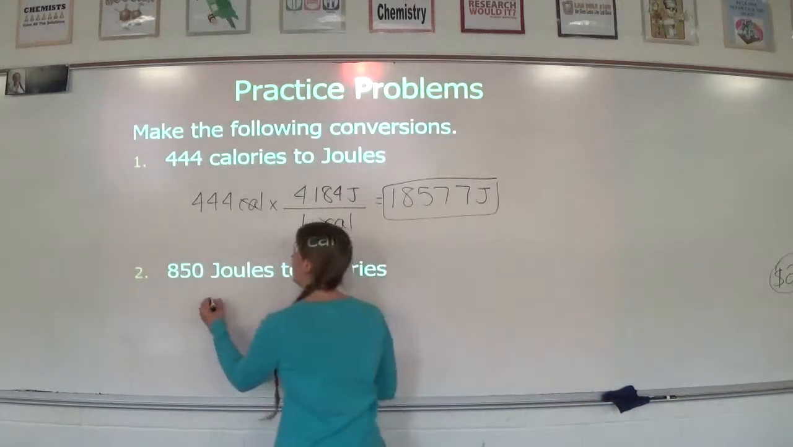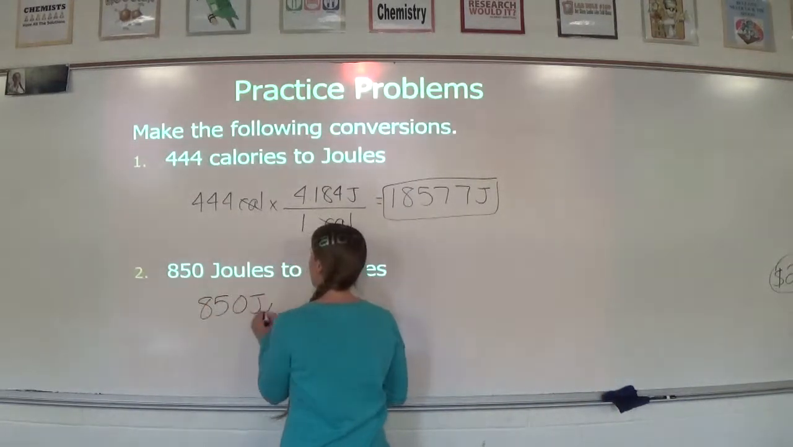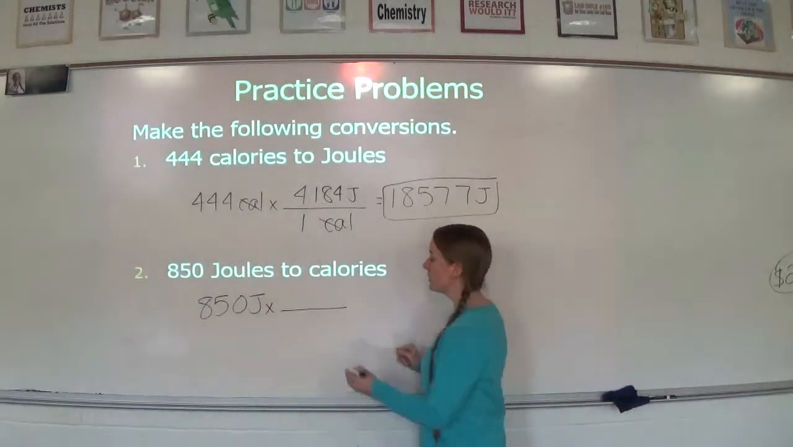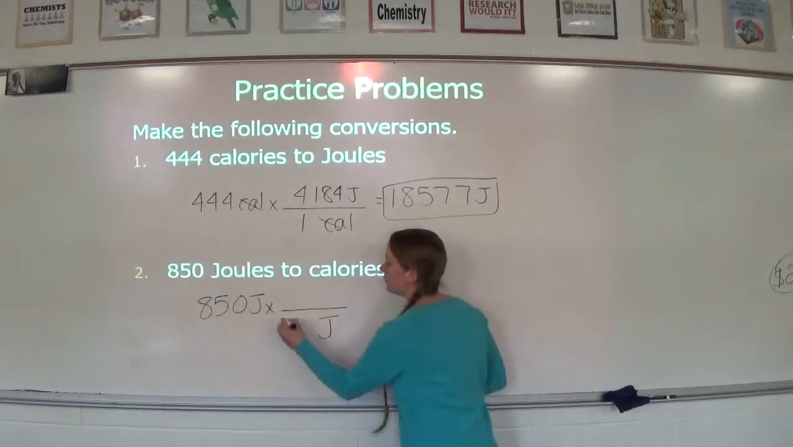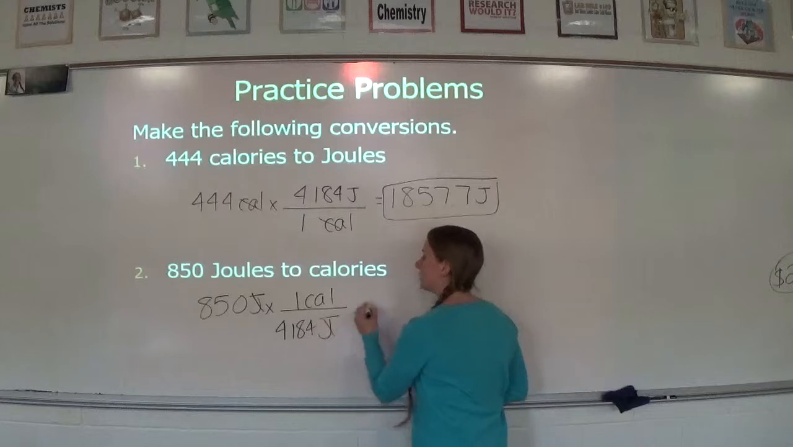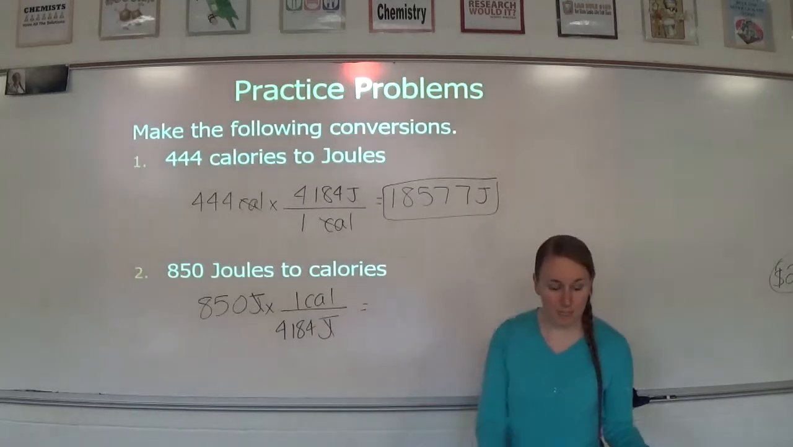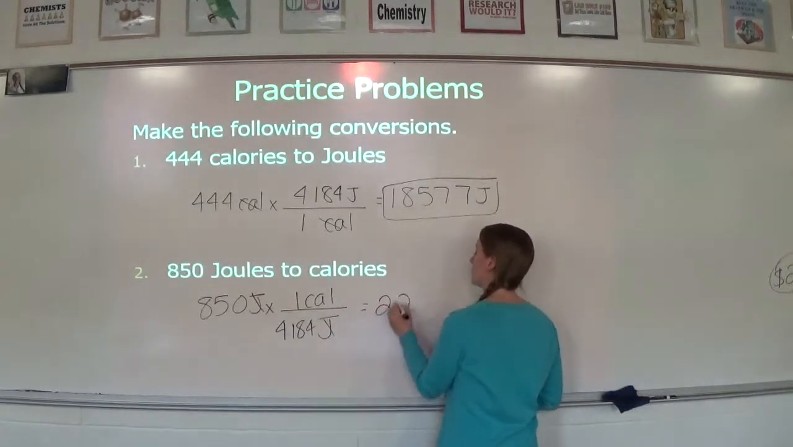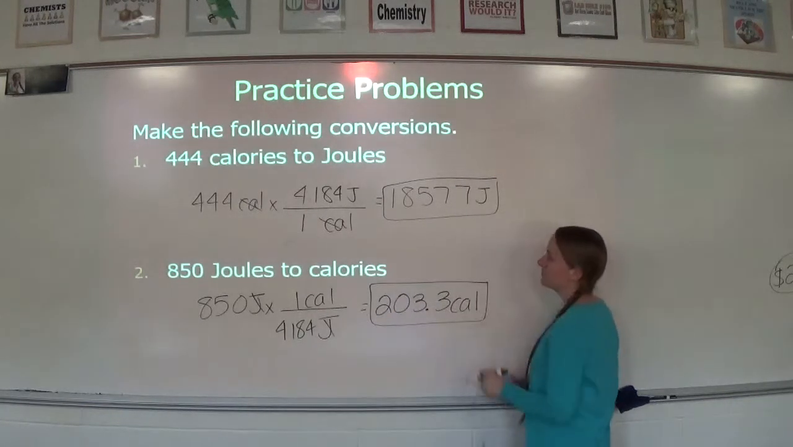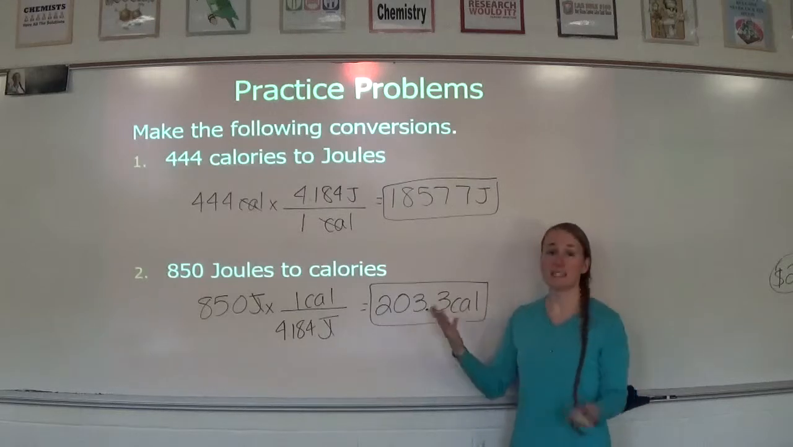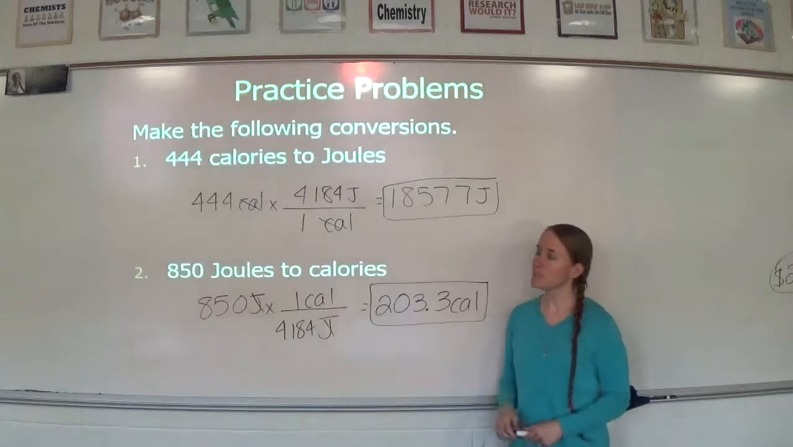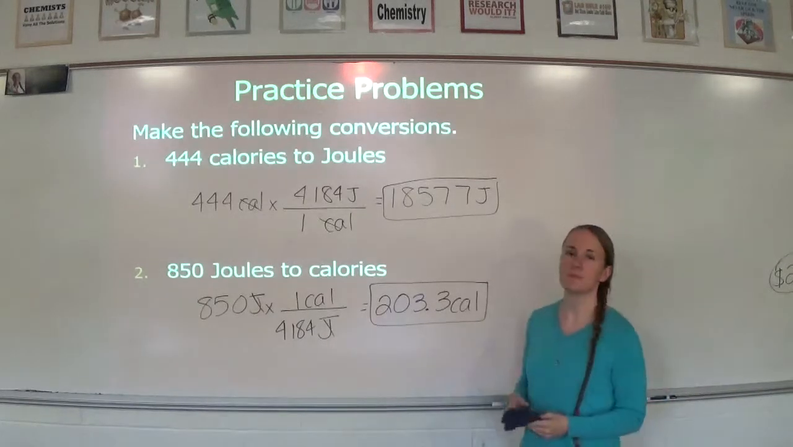So 850 joules. So what we're starting with, we're going to calories. So of course, golden rule says I need to put joules on bottom. And this time it's the 4.184 joules equals 1 calorie. So those joules cancel, and in this case I divide. And when I divided, I got 203.3, and the unit I'm left with is calories. All right, so that's how you go between joules and calories. Just make sure you know that, because every now and then I'll ask you for units and calories, but most of the time you got to get to joules.